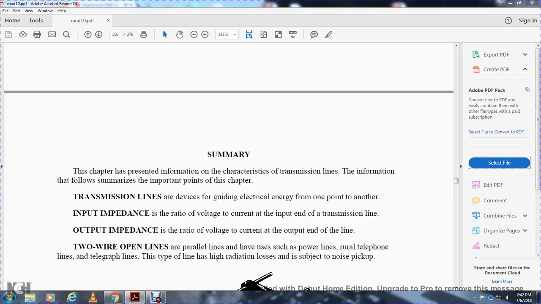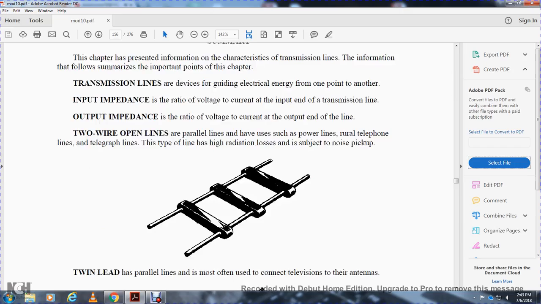Input impedance: the ratio of the voltage to current at the input end of the transmission line. Output impedance: the ratio of the voltage to current at the output end of the line. Two-wire open line: parallel lines used for power lines, telephone lines, and telegraph lines. This type of line has high radiation along with the problem of noise pickup.